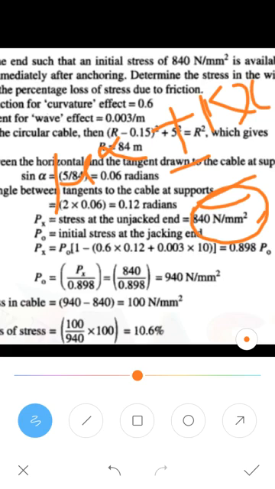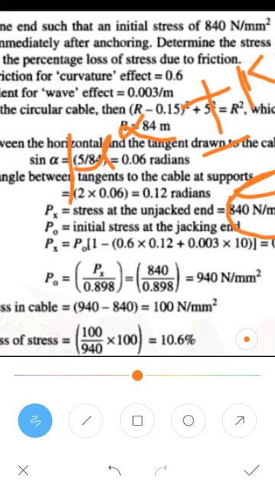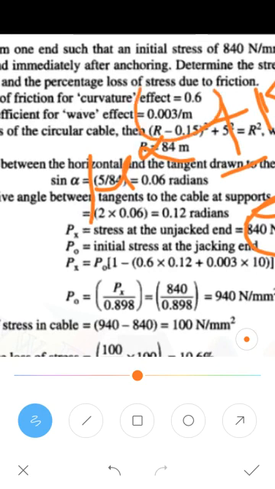The mu value is given in the question, so that value will be taken directly. That is 0.6, the coefficient of friction of the curvature. Alpha is the cumulative angle we have determined, that is 0.12. k is the coefficient of friction for the wave effect, which is given in the question as 0.003 per meter.